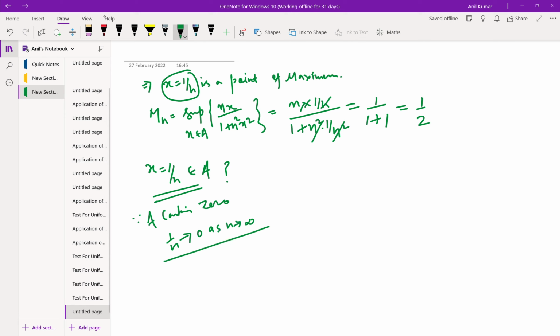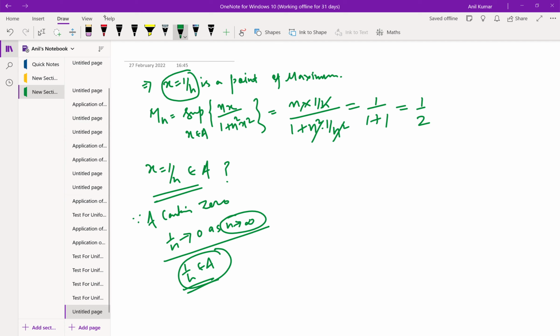So this point 1/n will belong to set A, because as n gets larger, this 1/n comes close to 0, so we can choose this point 1/n in this set A. Obviously A contains the point 0 as 1/n approaches 0 as n approaches infinity, so 1/n is a point of A, right. We have to check this: whatever point comes out here, we have to check whether that point is in the set, only then can we say.